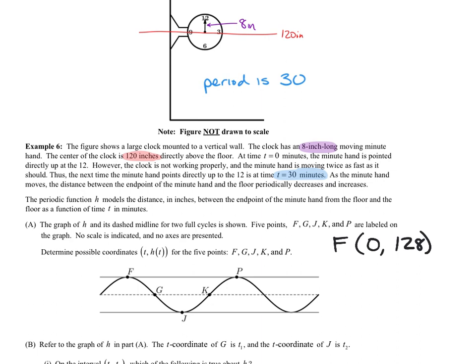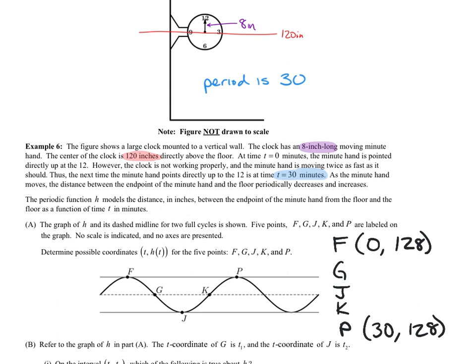Okay. Let's go to the next easy one. I'm going to label all of these, but in my opinion, the next easy one is P. Why is P the next easy one in my opinion? It repeats, but it's not at 0 anymore for time. This is the first time it starts repeating. So how long should that take? 30 minutes. So we're going to say 30, 128. That's the first time it's made it back to its starting point.